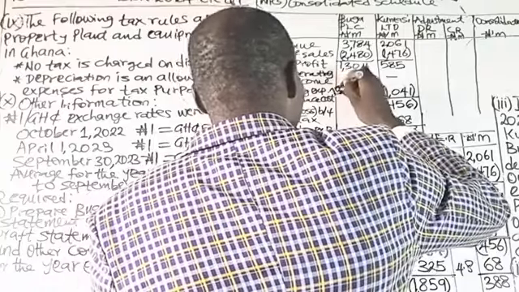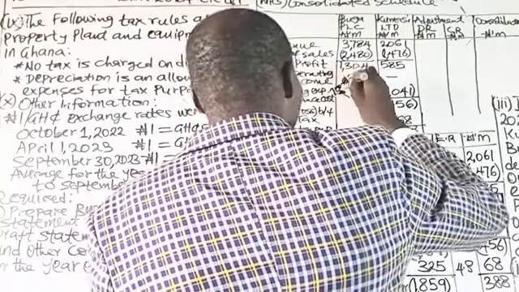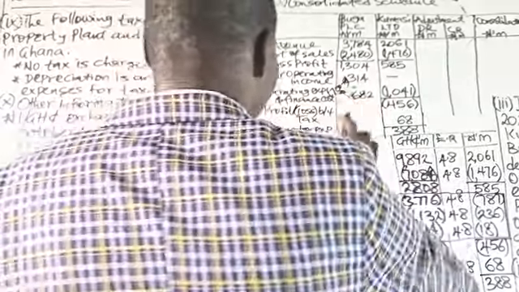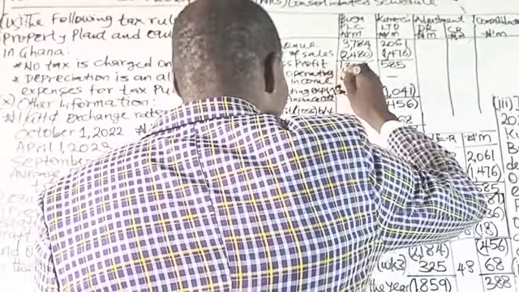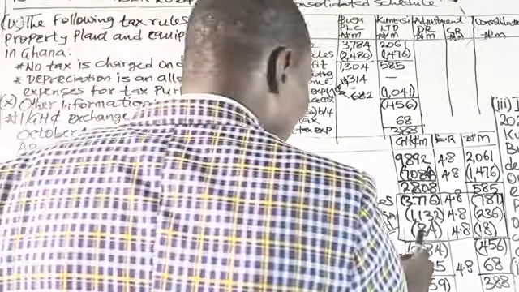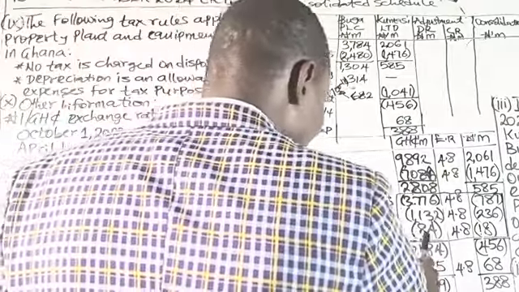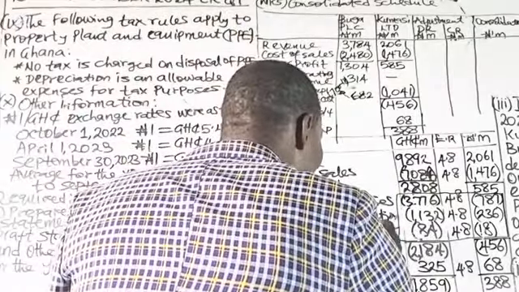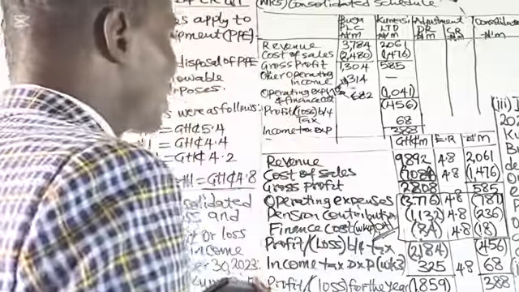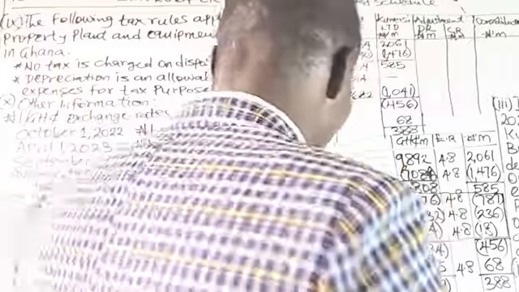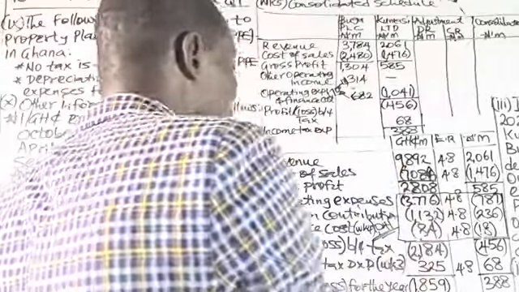700 minus 18. That is how I got 682. Please take note of that. 700 minus 18. This 18 was the translated figure of 84. And this 84 was obtained from working number 4. Go back to working 4. I've rubbed it off from the board. So that is where I got this 84 from.